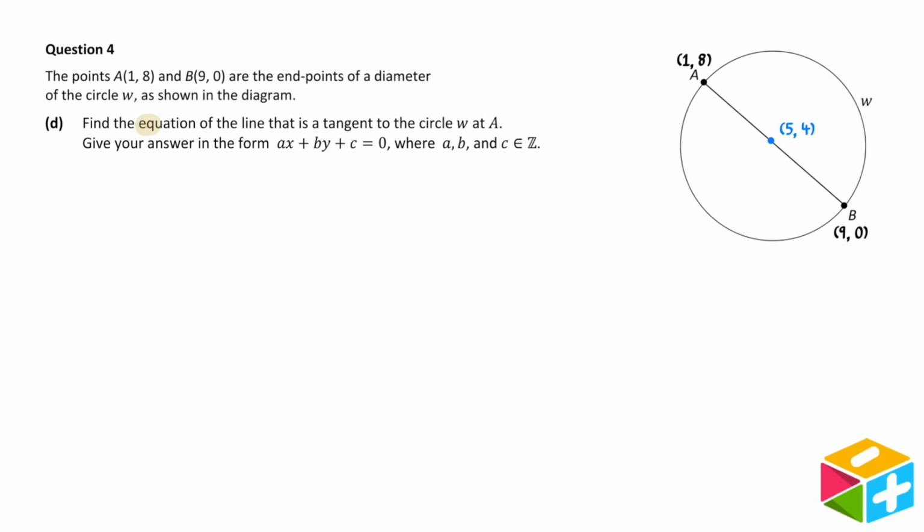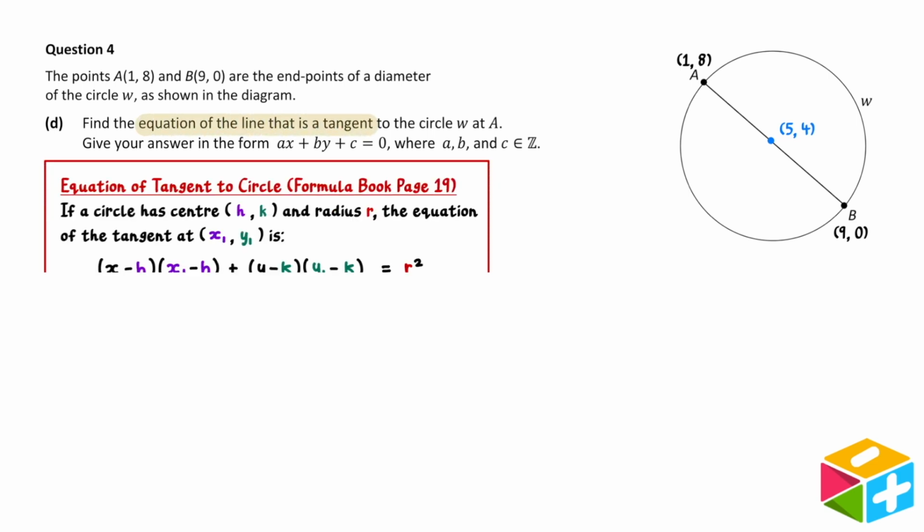We are asked to find the equation of a tangent line. On page 19 of the formula book, there's a result which allows us to do this. It says that if a circle has centre (h, k) and radius r, then the equation of the tangent at (x1, y1) is (x minus h) times (x1 minus h) plus (y minus k) times (y1 minus k) is equal to r squared.